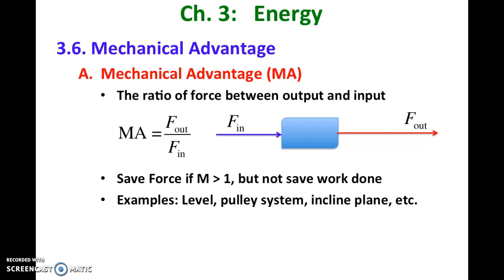The next section talks about mechanical advantage, MA. The mechanical advantage of a system is a quantity defined as the ratio between the output force and the input force. A system with MA greater than 1 can save the force, but not the work done. Some examples are levers, pulley systems, inclined planes, and so on.